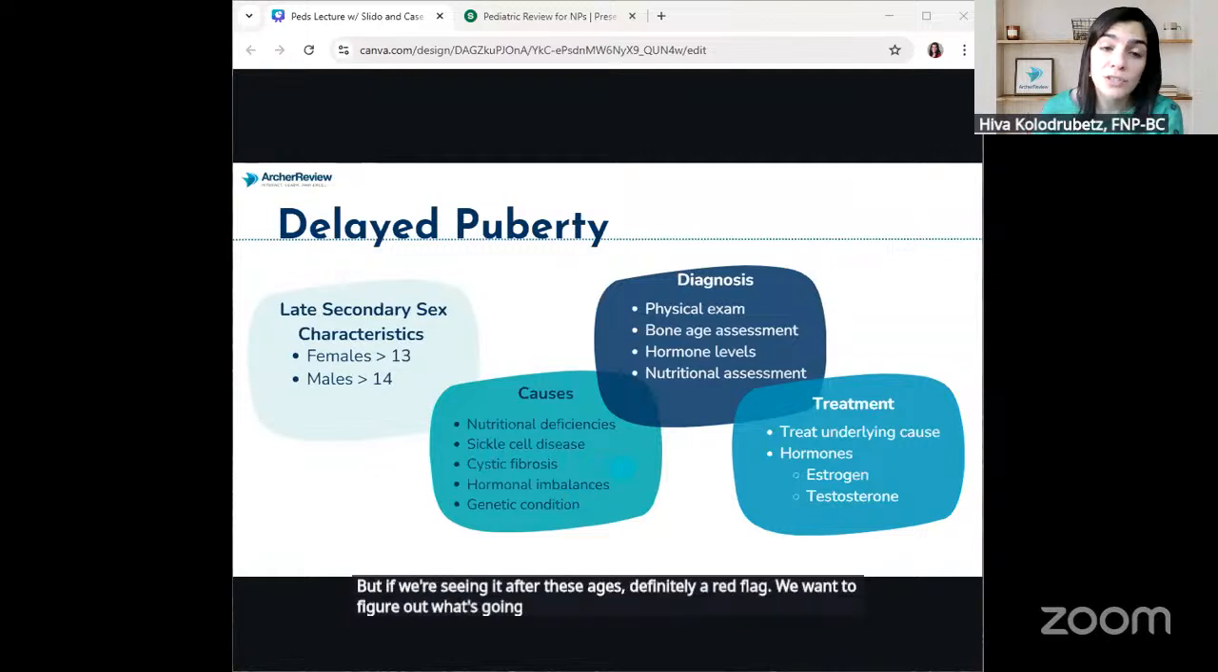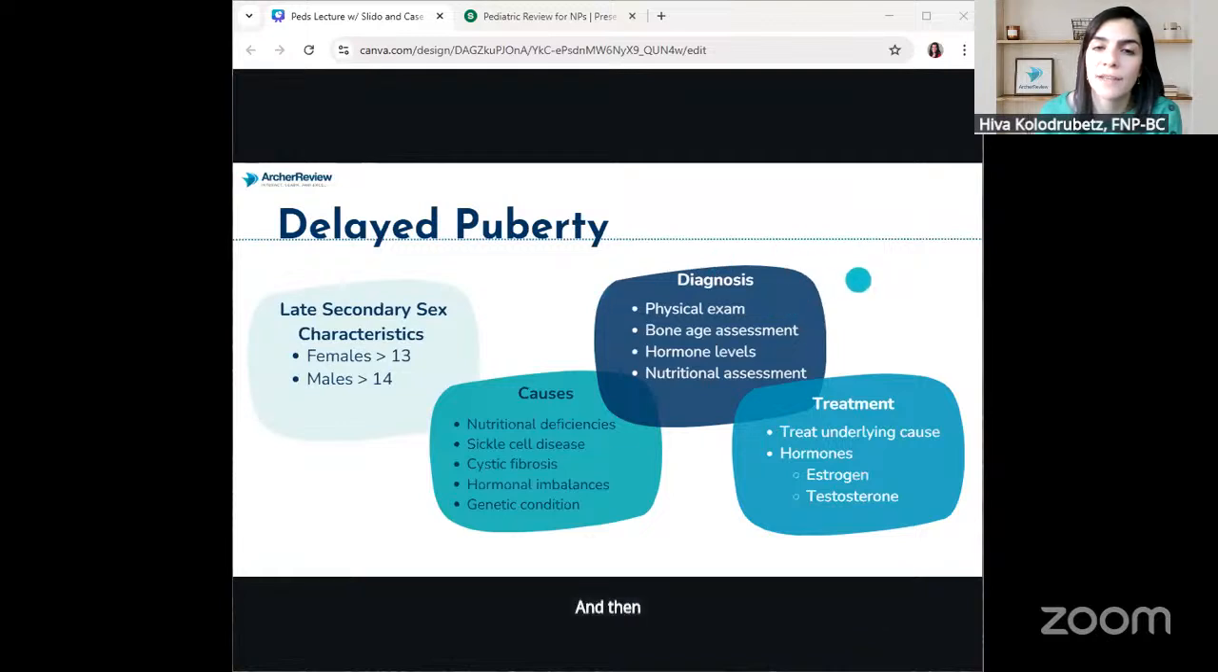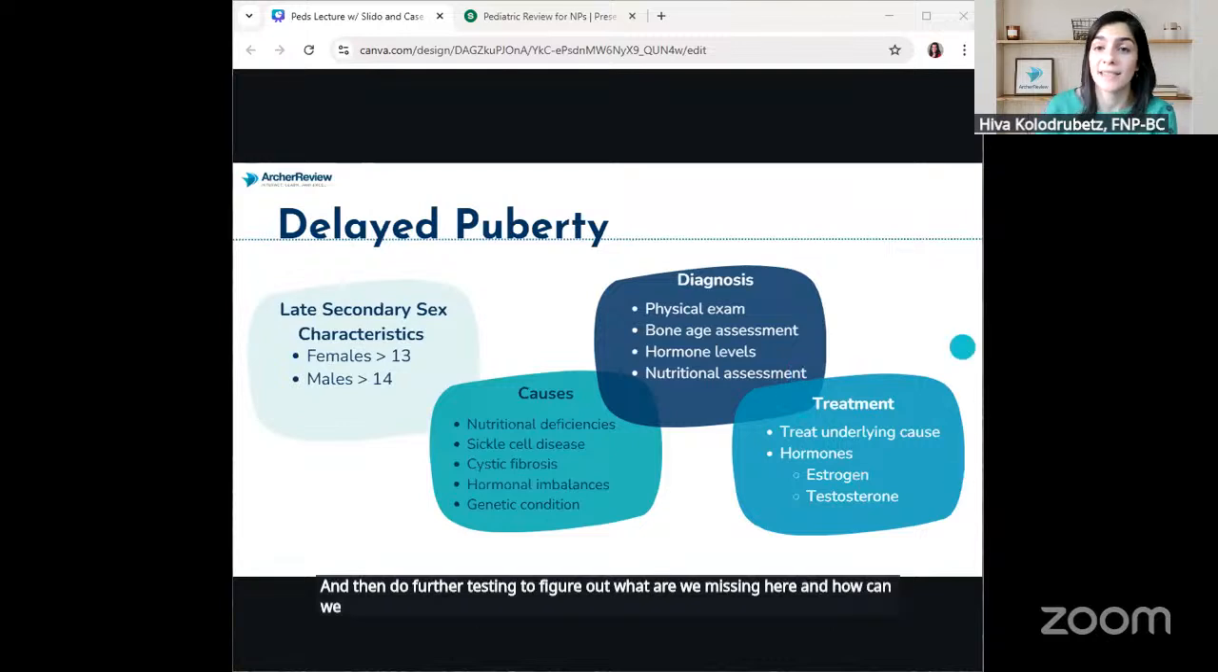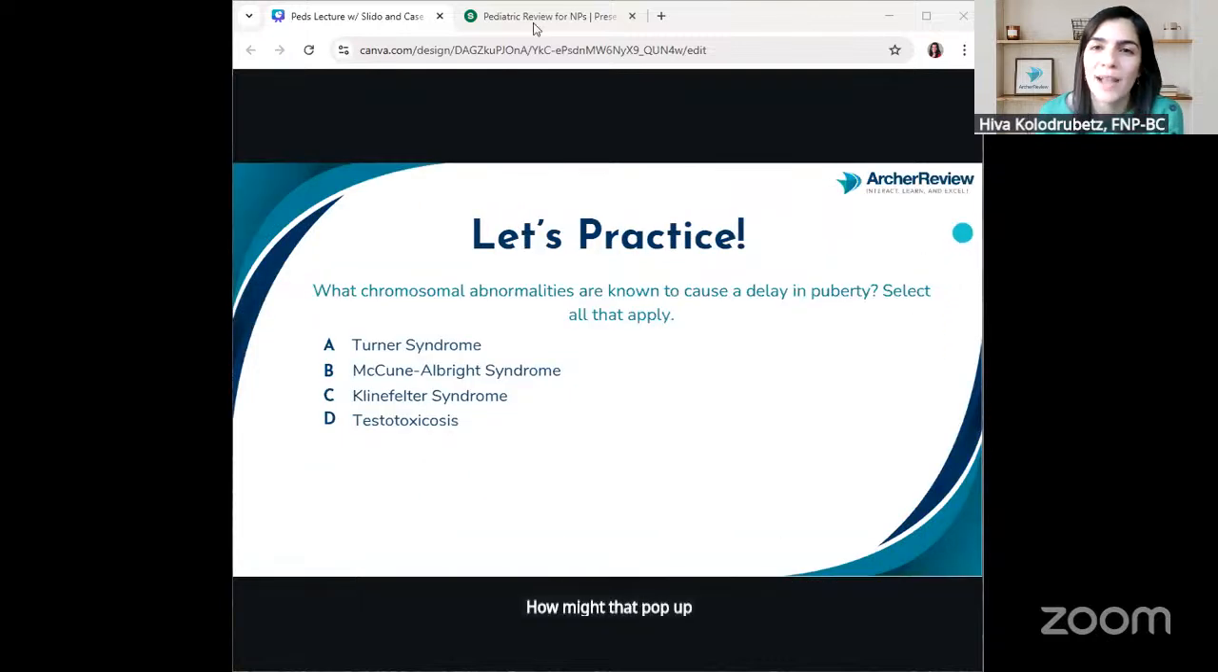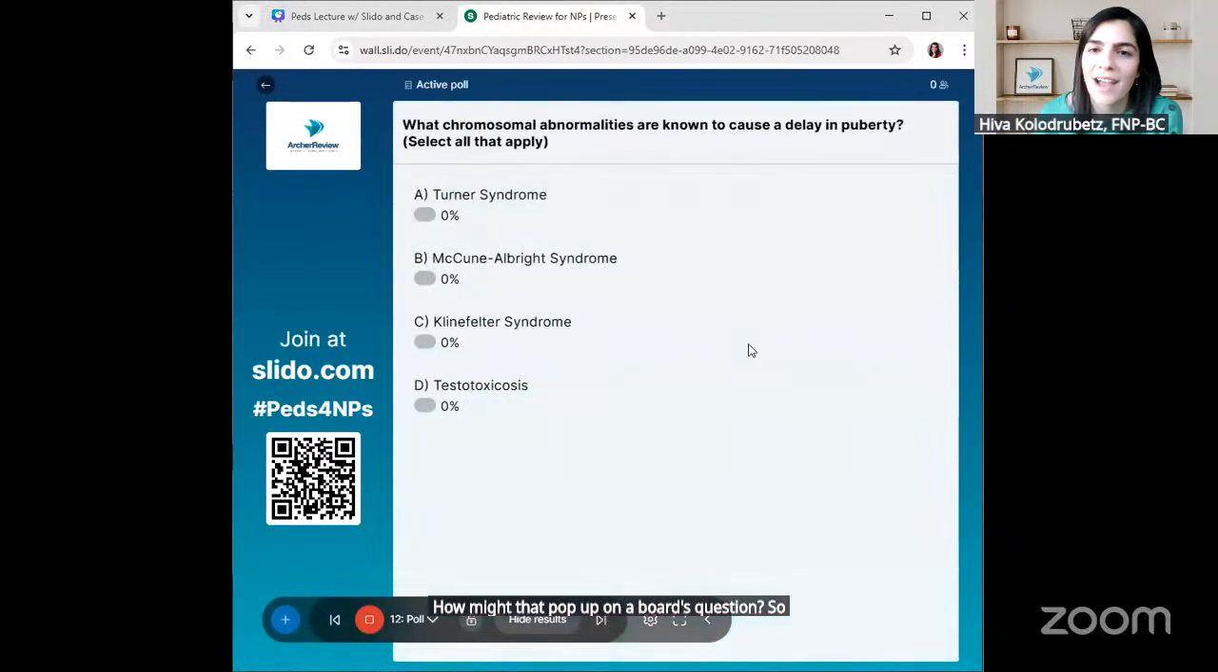Is it a nutritional deficiency? Is it a genetic condition? We want to send them over to the specialist to be able to identify some of those physical characteristics and then do further testing to figure out what are we missing here and how can we best support this child, and do we need to get them on treatment? How might that pop up on a board's question? So let's go to our next one and read it together.